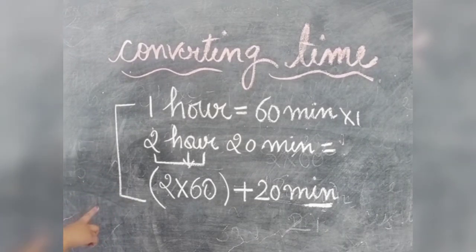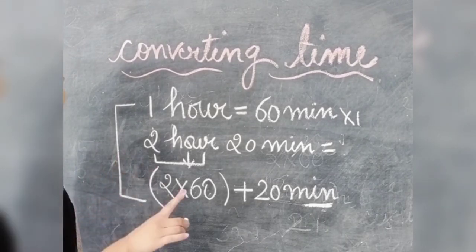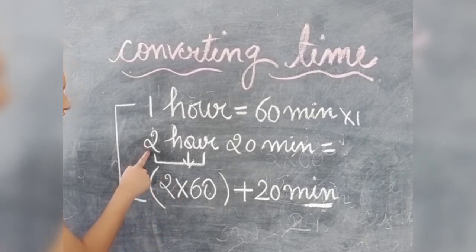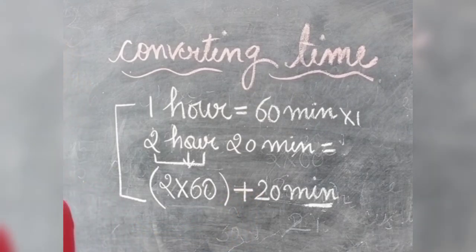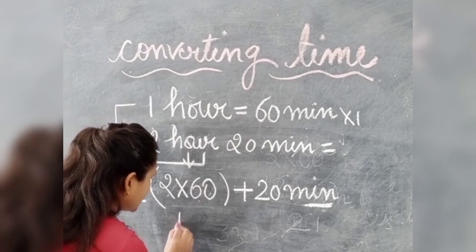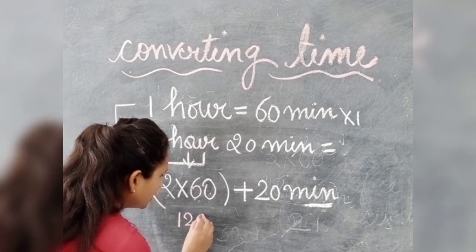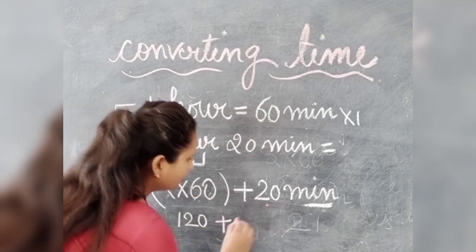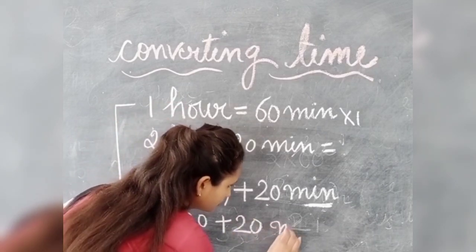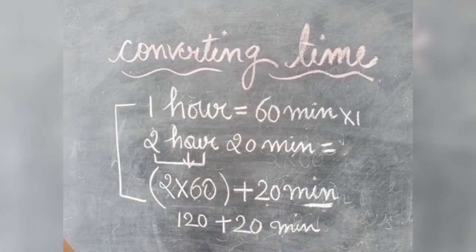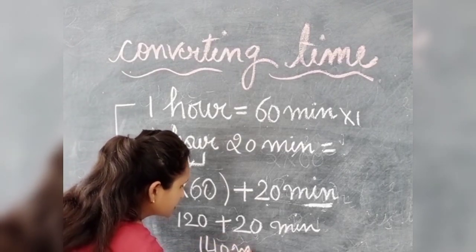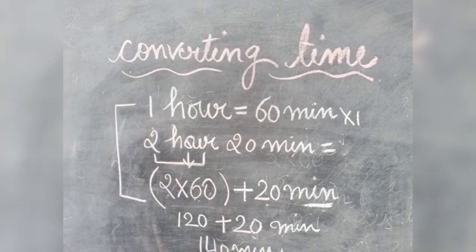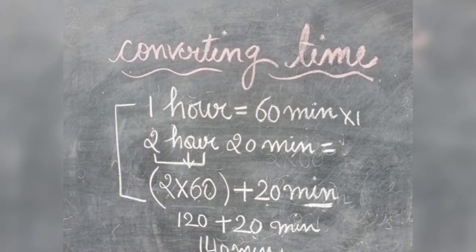And I have already told you that for converting hours into minutes, you have to multiply the given number with 60. And you have to put the sign of plus or addition in between. So 2 multiplied by 6, 6 2s are 12, 120 plus 20 minutes. 120 plus 20 is 140 minutes. In this way you have to convert hours into minutes.